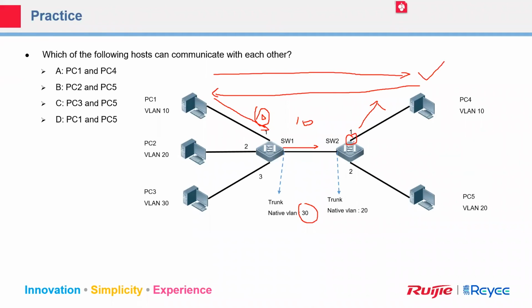When we send out to switch 2, I will add the VLAN 10. And then VLAN 10 can only be sent out of the trunk interface, carrying the VLAN 10 information because the native VLAN is 20. And to switch 1. About switch 1, only the first interface can recognize this packet because the VLAN is 10. So finally, the packet also can be sent out. So this is the process. So the answer A is correct. PC1 and PC4 can communicate with each other.